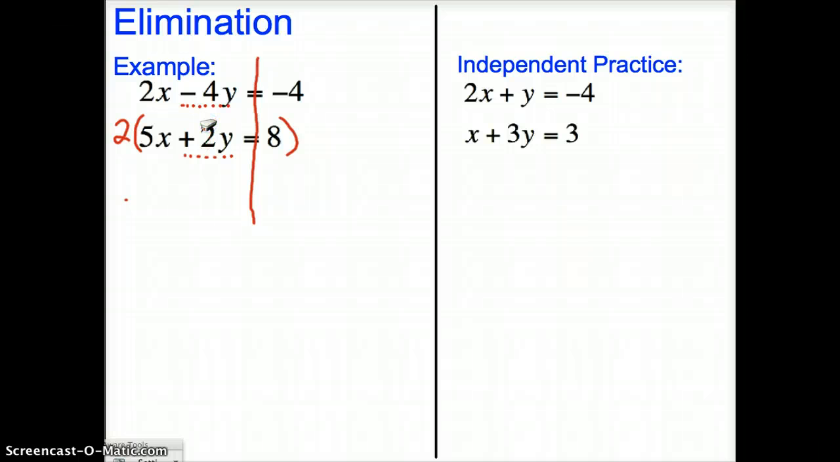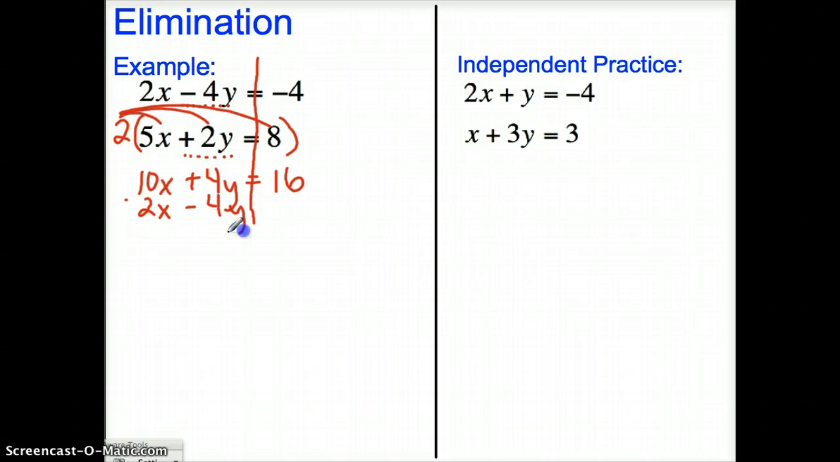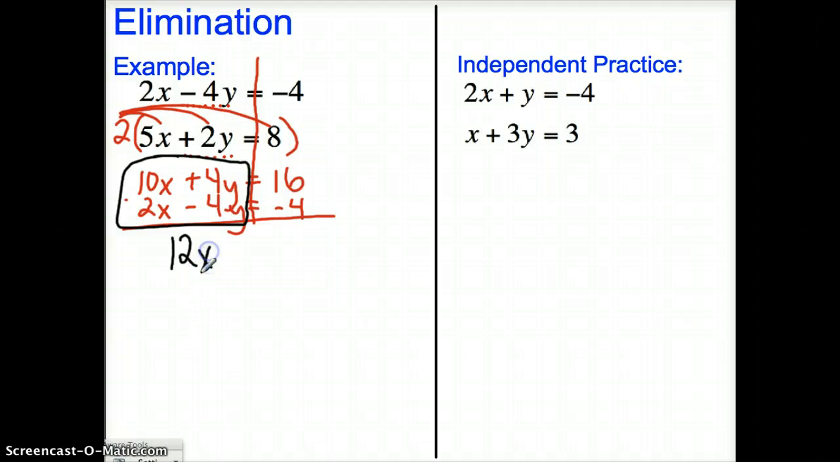So let's multiply everything by 2 on left and right. I get 10x plus 4y equals 16. Every single thing gets multiplied by 2. And then I'm going to rewrite the first equation right below it. These are the two equations that I'm going to add together. So remember, you add everything on the left, and hopefully something eliminates. In this case, it will, because I created the y's to make them eliminate.